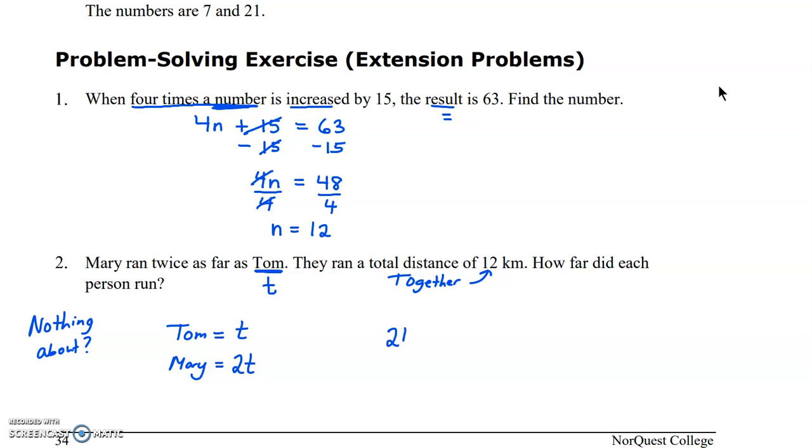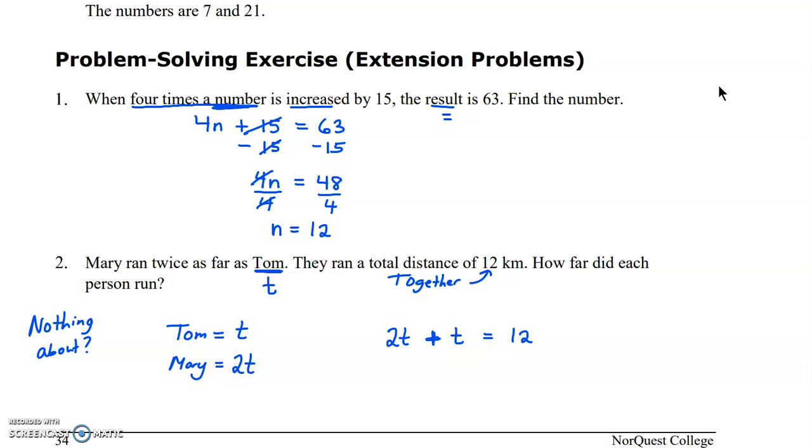Mary is 2T. Now this is a lot of T's. This is a plus sign. Plus Tom, and you could use capital letters too. You don't have to use small t's. And you could use X instead, whatever you like. Mary plus Tom is equal to 12.